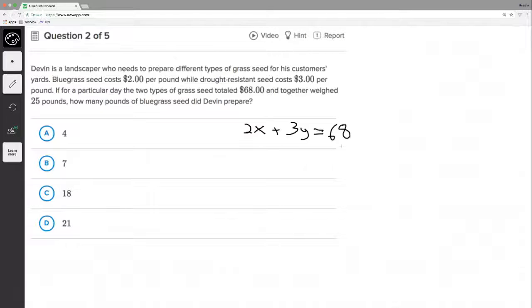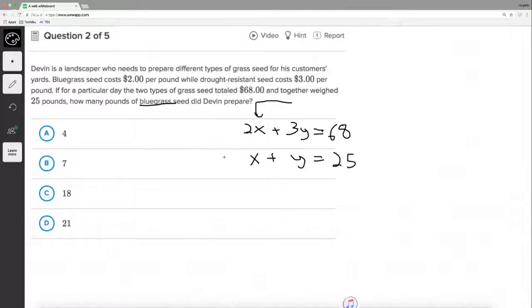And then the second equation is that they weighed 25 pounds. We know that the price cost $68, but remember, X and Y are just the pounds. So here's our nice second equation: x plus y equals 25. And then they want us to actually solve this. I'm going to try and be a little smart with this and notice that our x is the bluegrass. This is just asking about bluegrass. We don't care about y. So if we want to solve for bluegrass by elimination, it'd be nice to eliminate the y, not the x's. It'll save us a step.